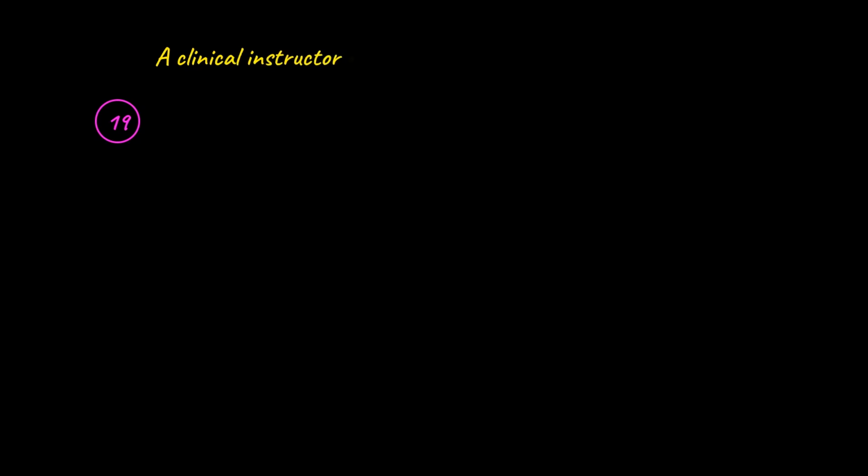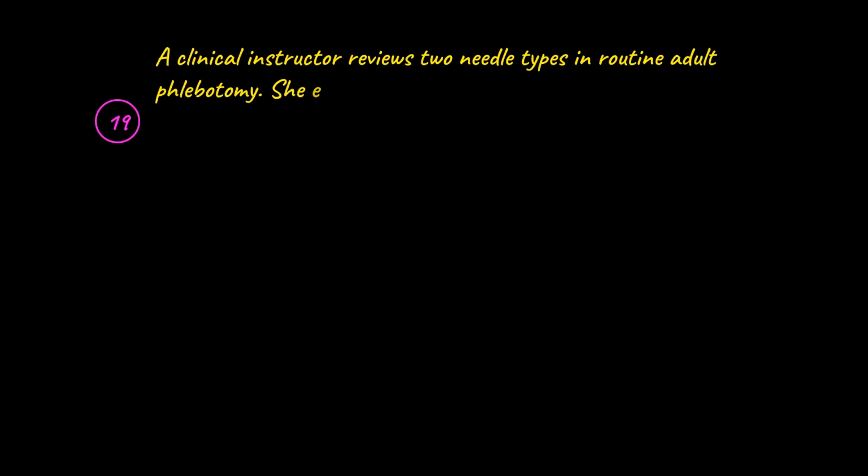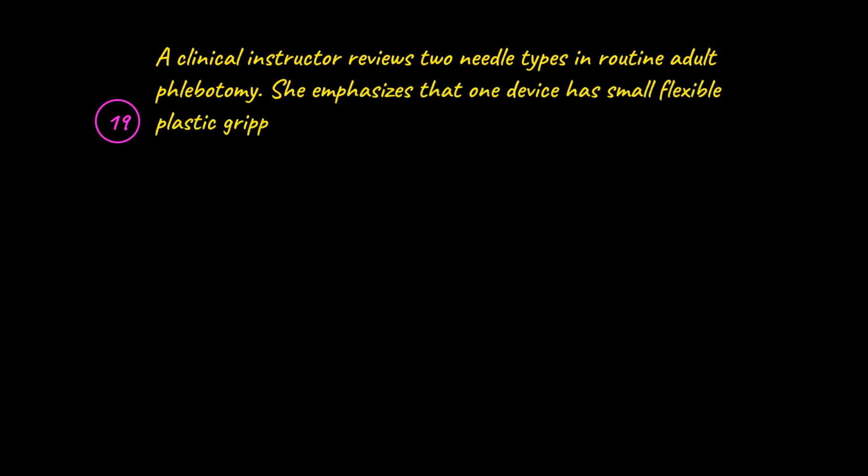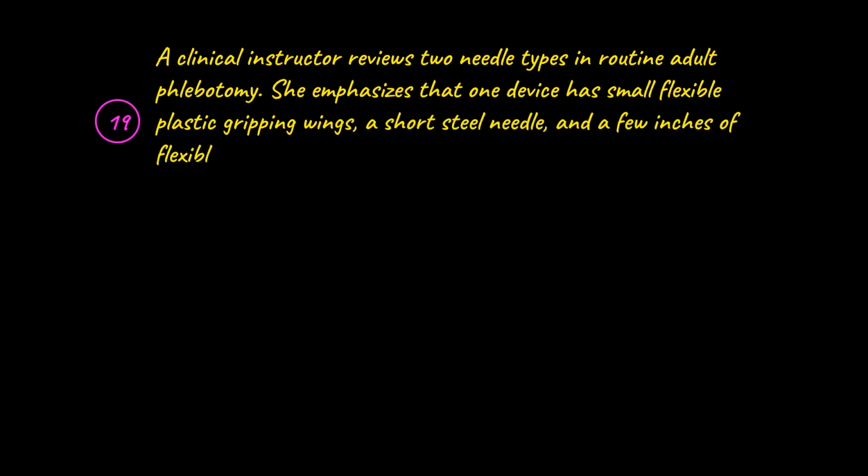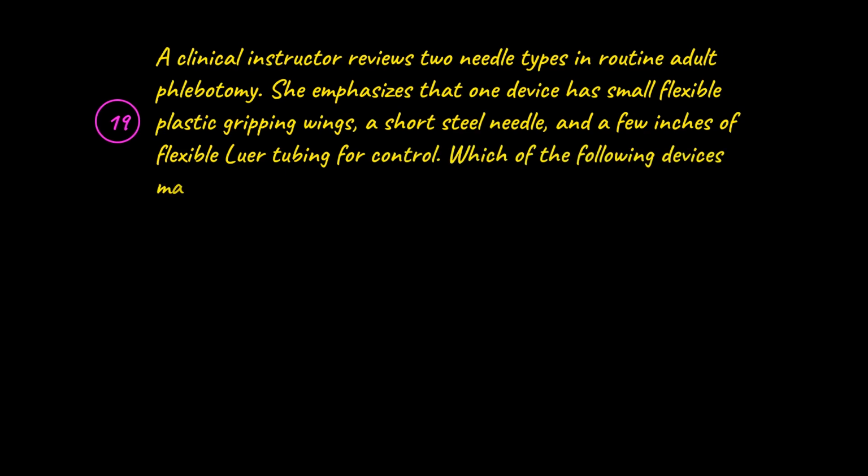Question 19. A clinical instructor reviews 2 needle types in routine adult phlebotomy. She emphasizes that one device has small, flexible plastic grip-in wings, a short steel needle, and a few inches of flexible Luer tubing for control. Which of the following devices matches that description?